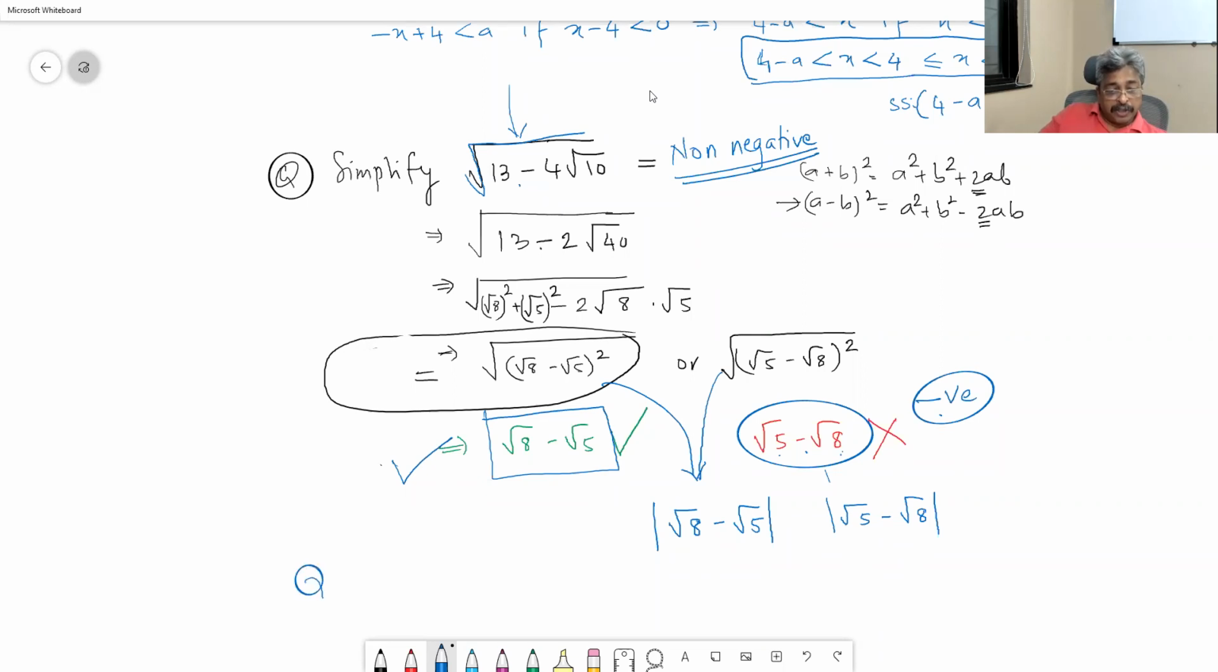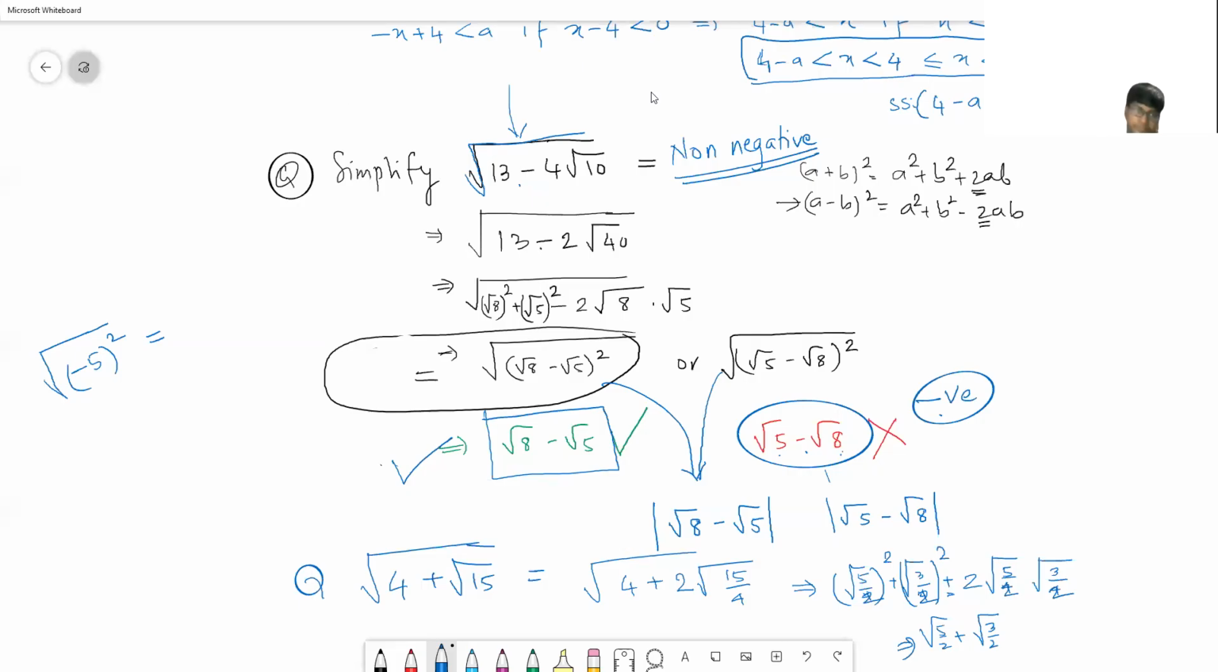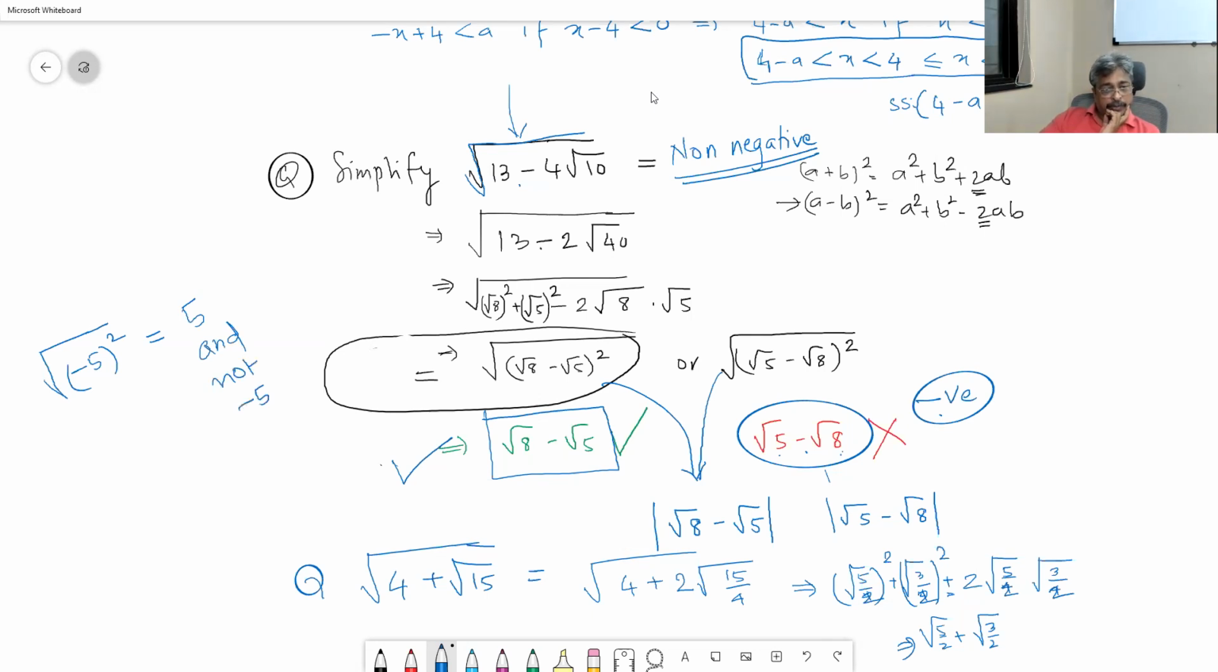The next problem is: the square root of 4 plus root 15 is equal to what? Now you should be able to do it because I have taught you how to do it. How much is root of (minus 5) squared? The answer is 5 and not minus 5.